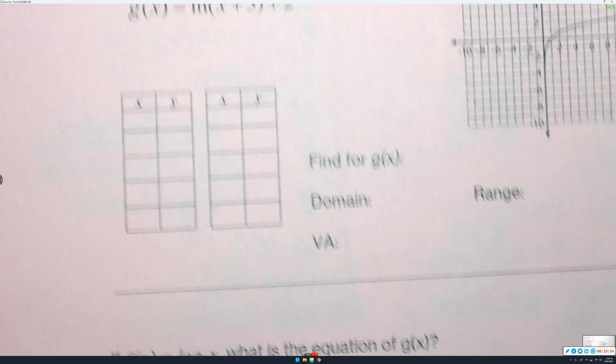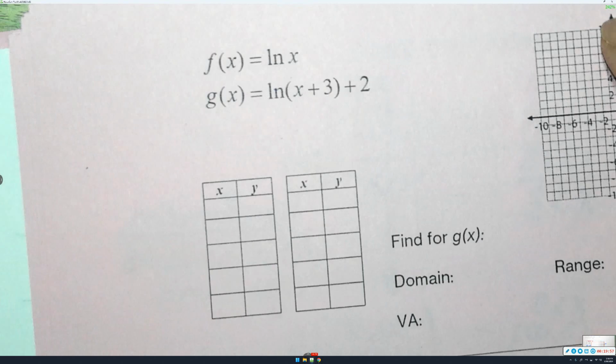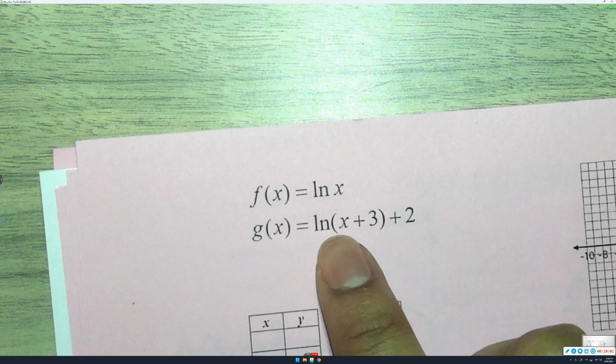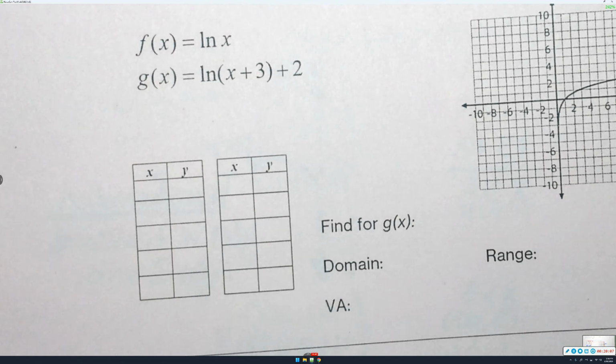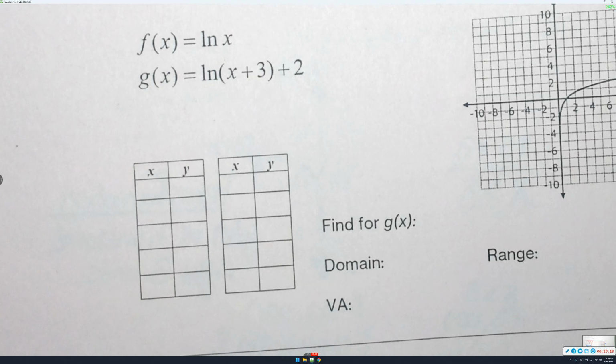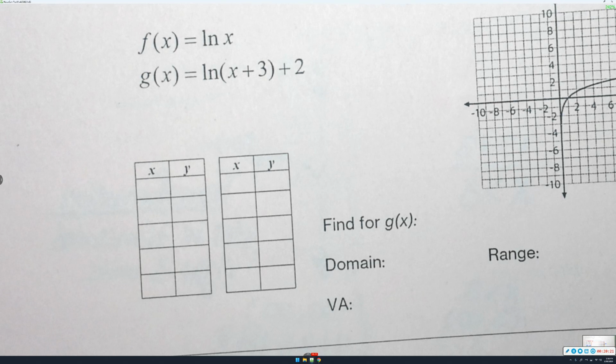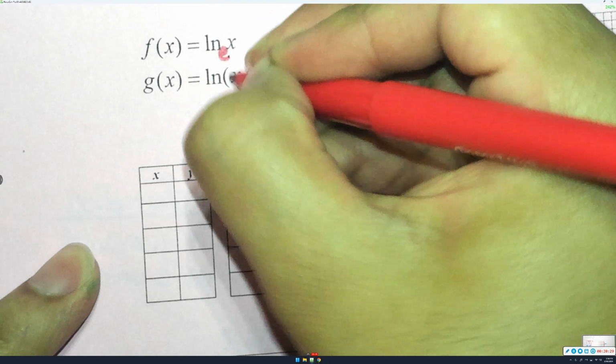All right, so let's move on to the next page. Okay, so we have the following. We have f of x equals natural log of x, and g of x equals natural log of x plus 3, plus 2. Now, let me ask you guys this question. What's the base of the natural log? Can someone help me out? What's the base of the natural log? It's not 10. Someone said it. It's e. Natural base is e. Okay? So, let's go ahead and write that down just in case you forgot. So, the base of the natural log is e.